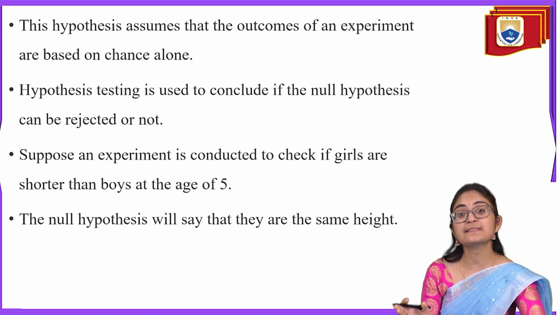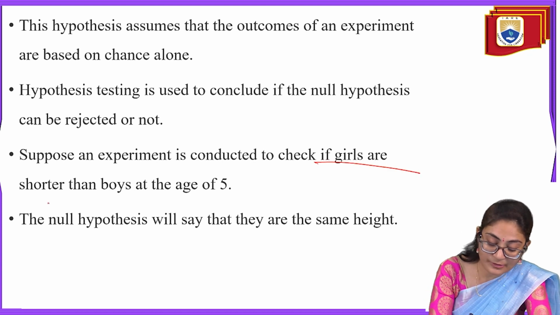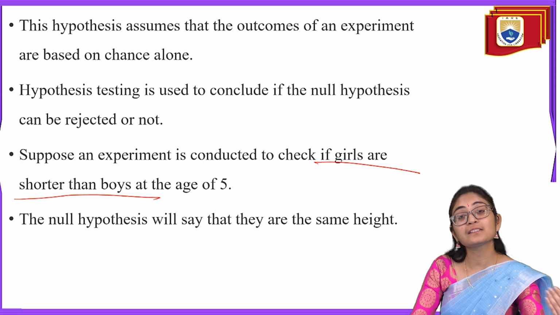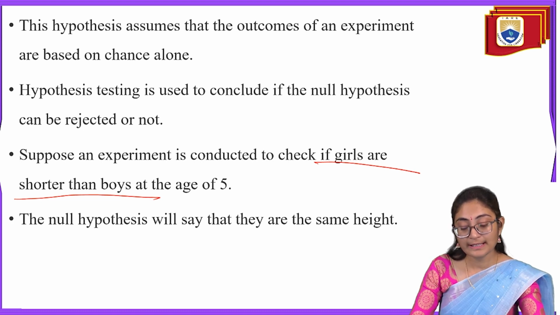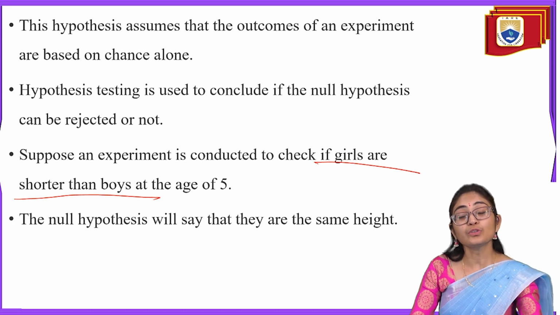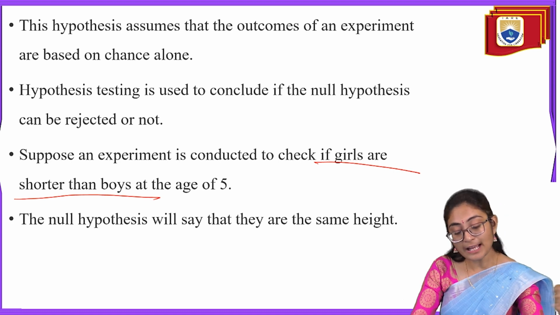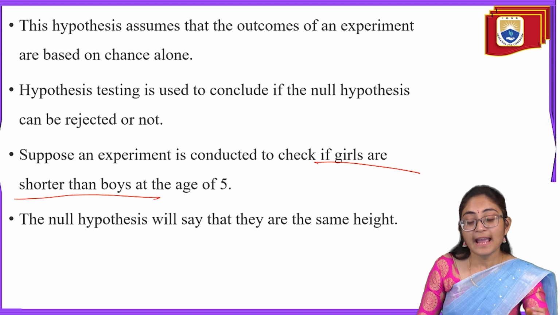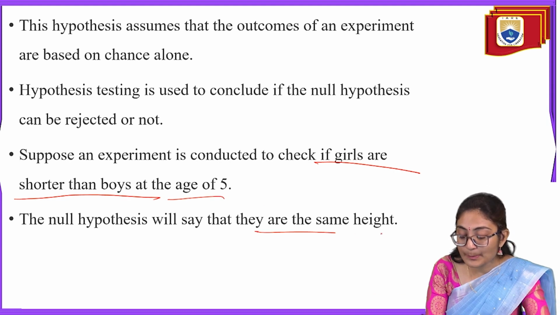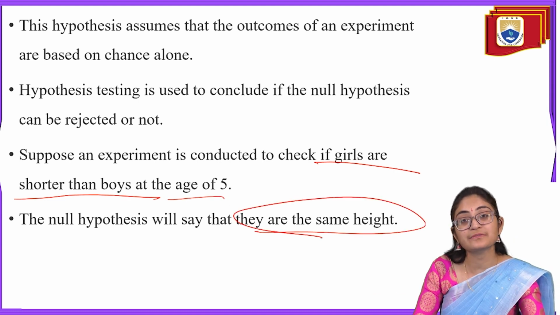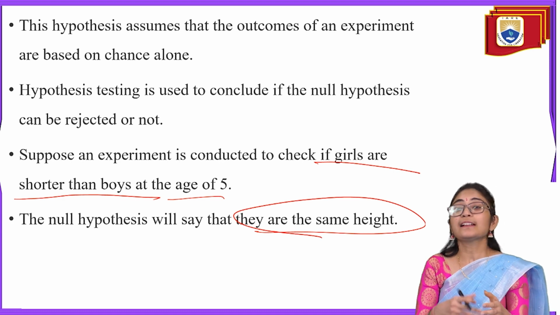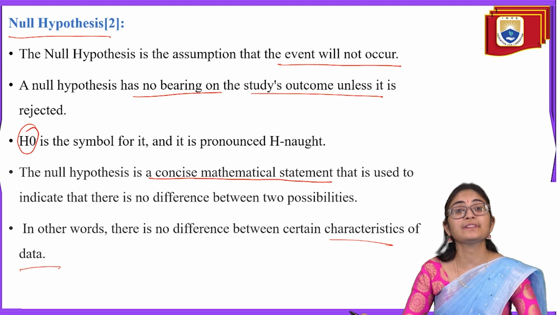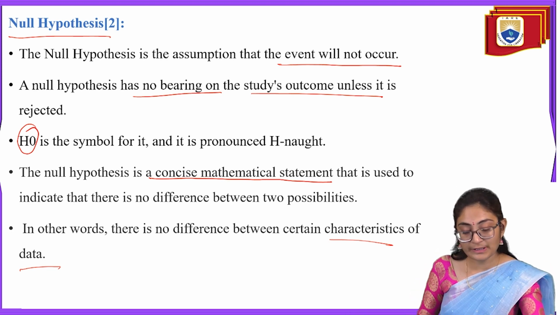Suppose an experiment is conducted to check if girls are shorter than boys at the age of 5. That means they are just making an assumption and finding out. So that is your hypothesis testing. The null hypothesis will say that they are the same height at the age of 5. That means it's not occurring any event. That's why it's a null hypothesis.